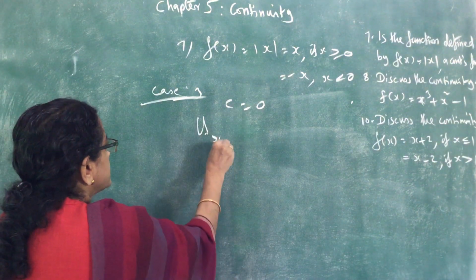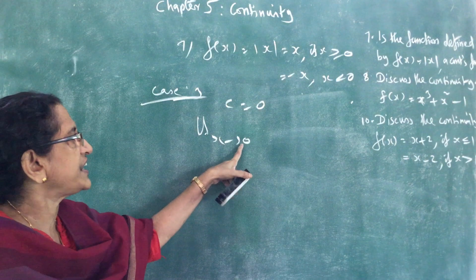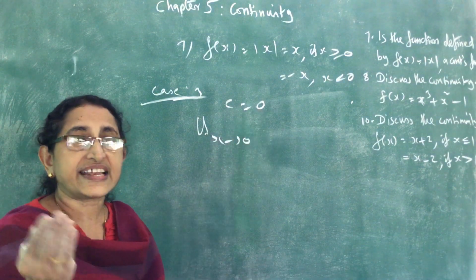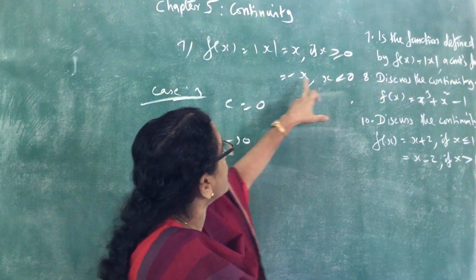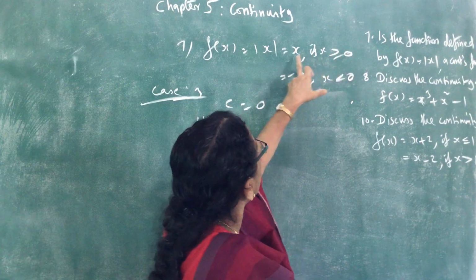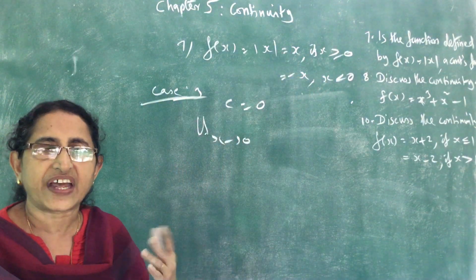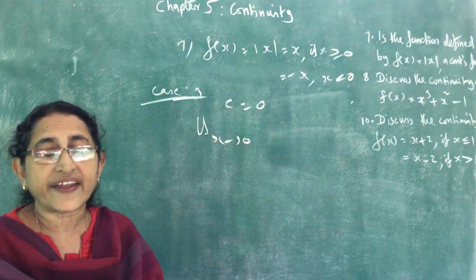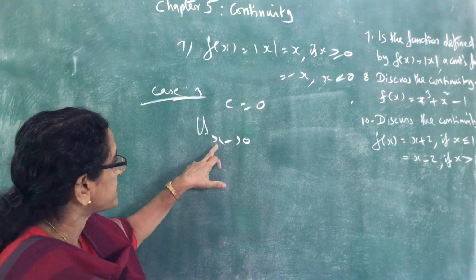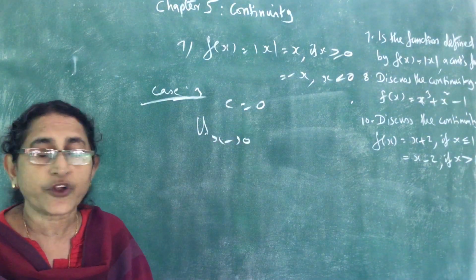So limit x tends to 0. When we check the continuity at x equal to 0, for x less than 0 there is one value and for x greater than 0 there is another value. So we have to consider the left hand limit and the right hand limit when you find the limit of f of x as x tends to 0.